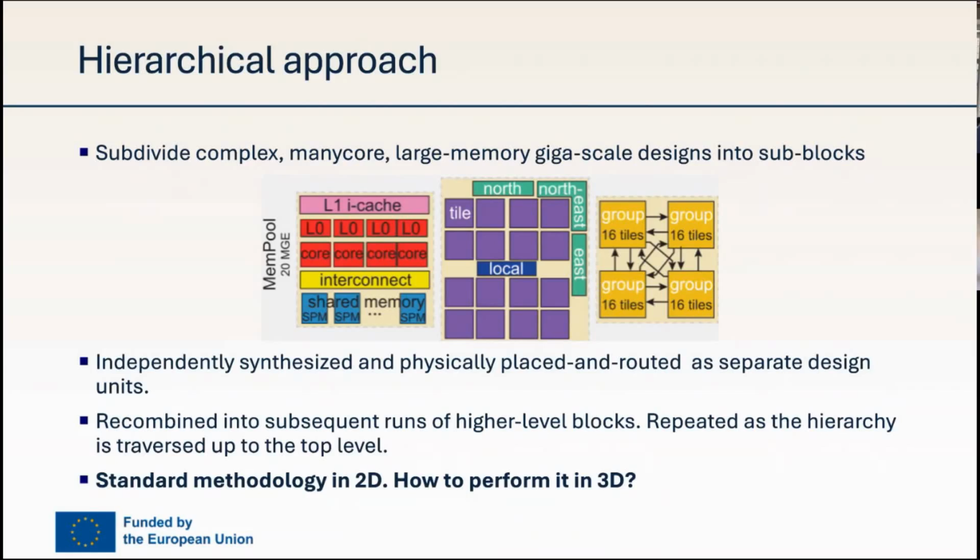If we want to implement this system in 2D, probably we will subdivide it into small blocks, and we will independently synthesize and perform the physical implementation of the different sub-blocks in a hierarchical way. Once we have implemented, for example, the tile, we will integrate the tile into the group, and finally we will integrate the group into the final system. We just traverse the hierarchy from the bottom to the top. This methodology is perfectly well established in 2D. However, when we want to implement such a complex system in 3D, we will find dramatic difficulties.